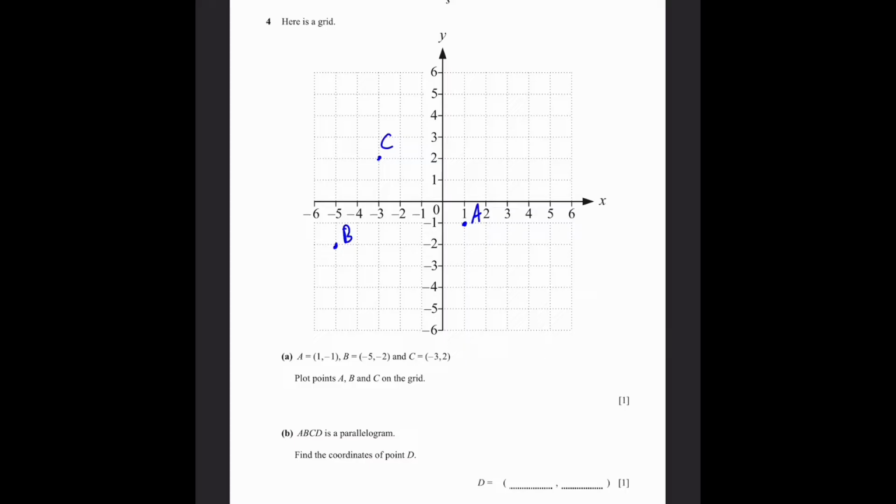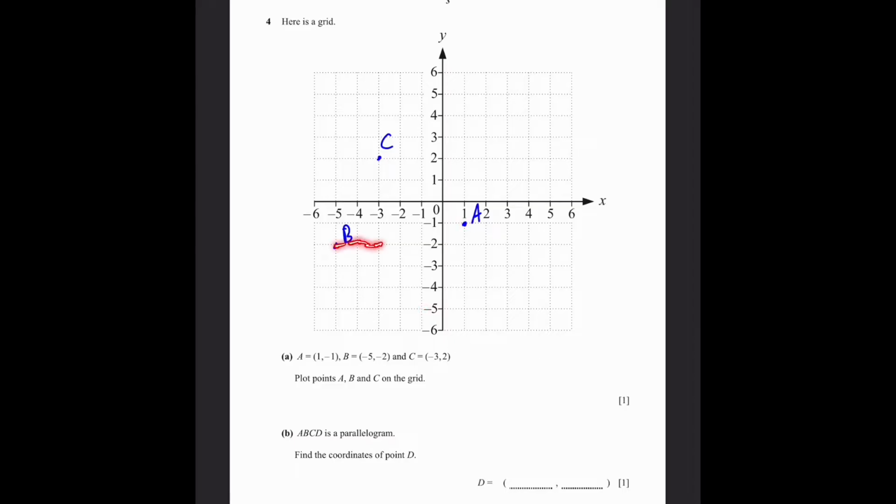B. ABCD is a parallelogram. Find the coordinates of point D. Now if it's a parallelogram, that means there will be 2 pairs of sides which are parallel. So these 2 will be parallel and these 2 will be parallel. At the end it must look something like this, with this point over here being the point D, somewhere around there, not exactly. Let's say a distance from B to C will be the same distance from D to A.